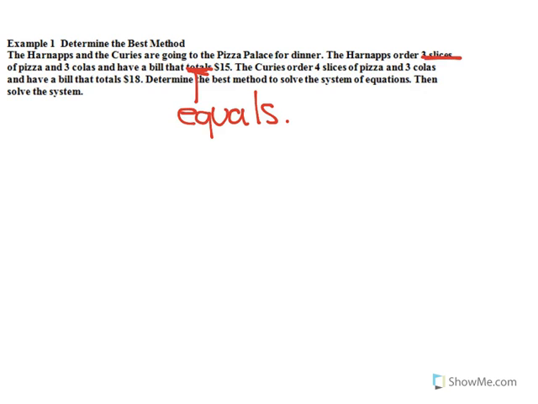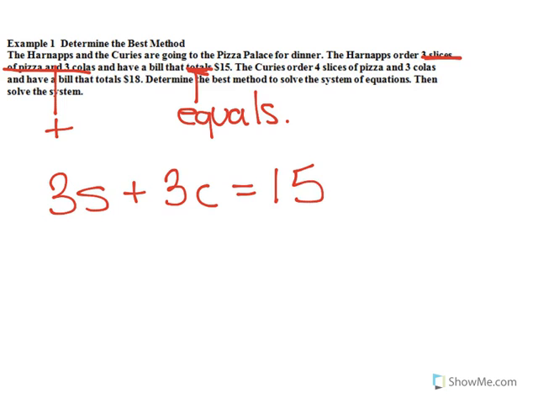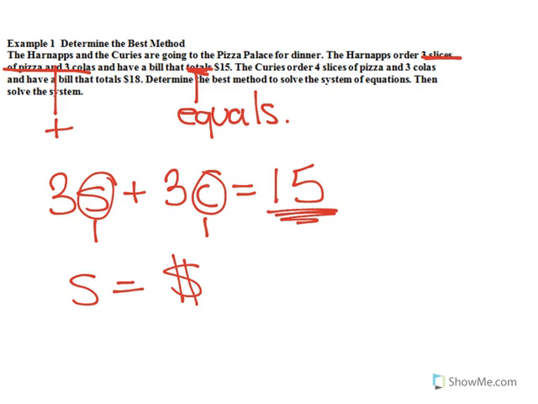And we see a combination of two things. So this clues that we have an addition, and we have two variables, the slices of pizza and colas. So we have 3 slices of pizza plus 3 colas equals $15. We know that slices of pizza and colas do not equal dollars, so that is why we need to find C and S to find out what's the price of S, so to turn slices of pizza into dollars.